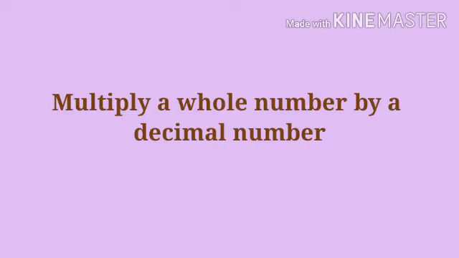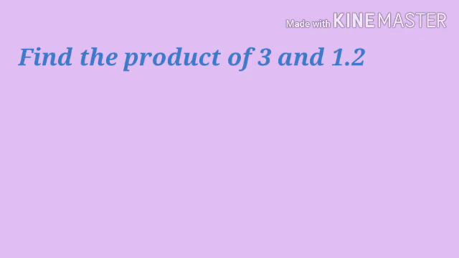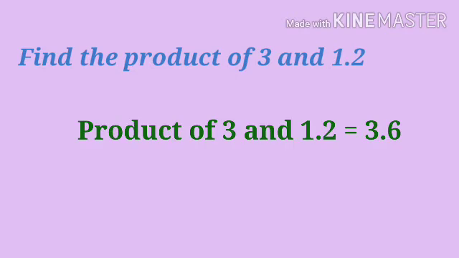In the previous class, we had learned how to multiply a whole number by a decimal number. Students, find the product of 3 and 1.2. The product of 3 and 1.2 is 3.6.